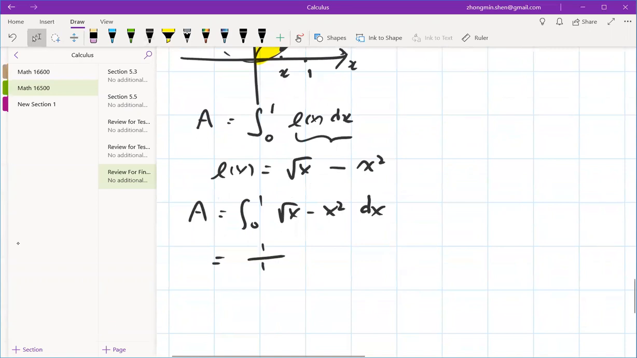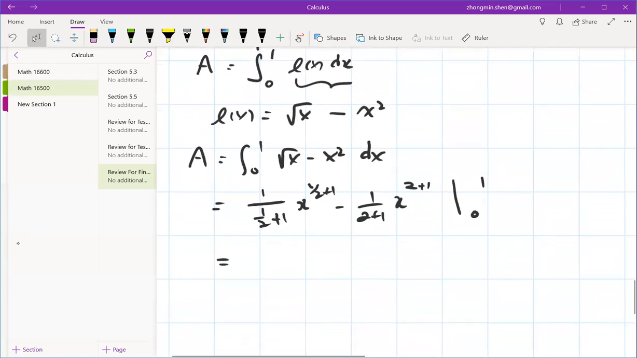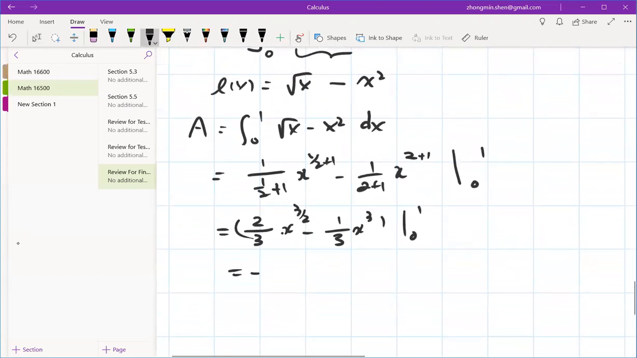Antiderivative is going to be... So that is going to be 2 over 3 x^(3/2) minus 1 over 3 x cubed. So you just need to plug 1 for x to get the answer. Okay, so this is the area.